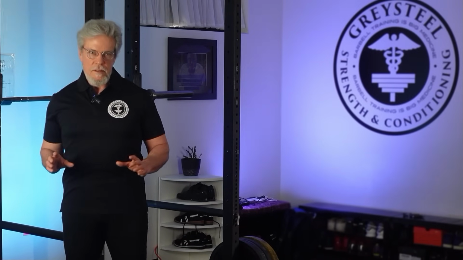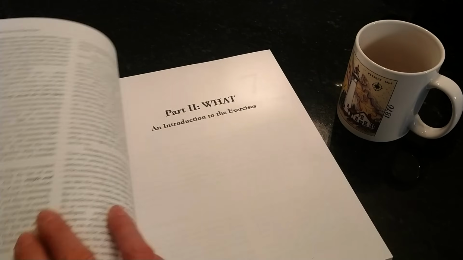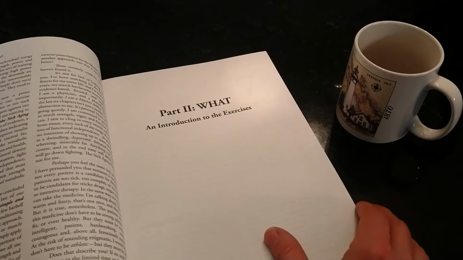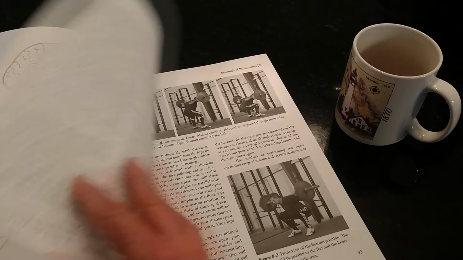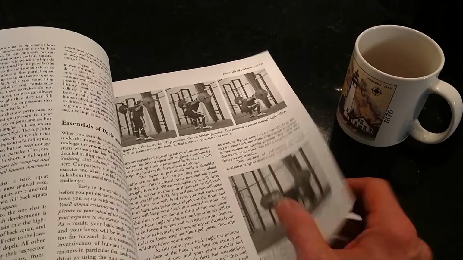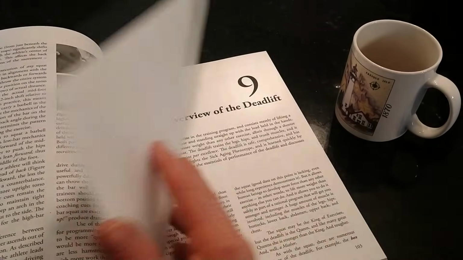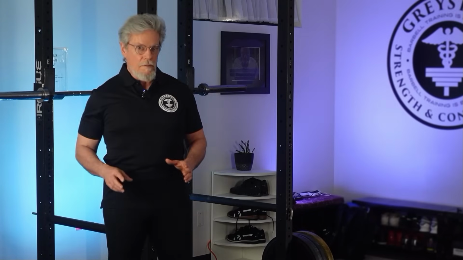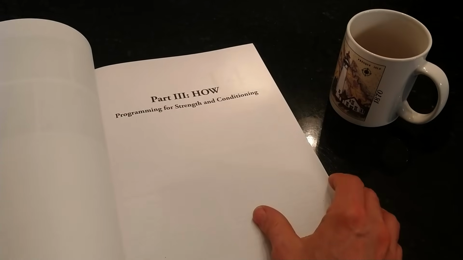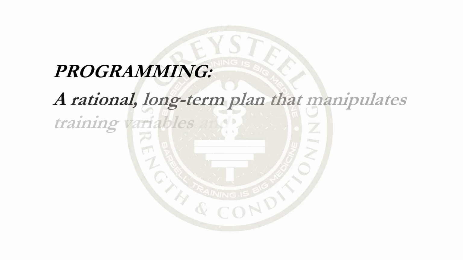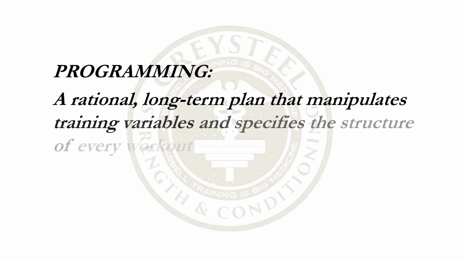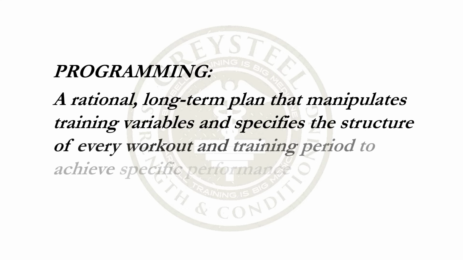In the second division, Andy Baker and I present the primary exercises and their rationale for inclusion in the program, the most useful and appropriate accessory and assistance exercises, and the necessary equipment and gear. In Division 3 of the barbell prescription, we talk about programming, which we define as a rational, long-term plan that manipulates training variables and specifies the structure of every workout and training period to achieve specific performance goals.